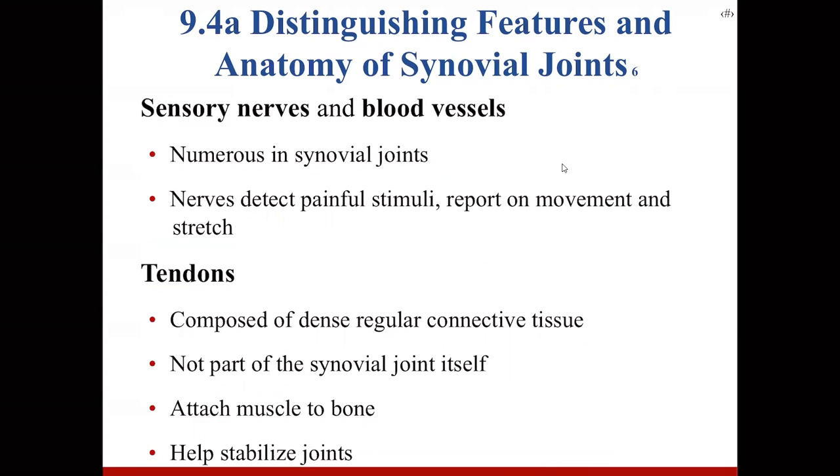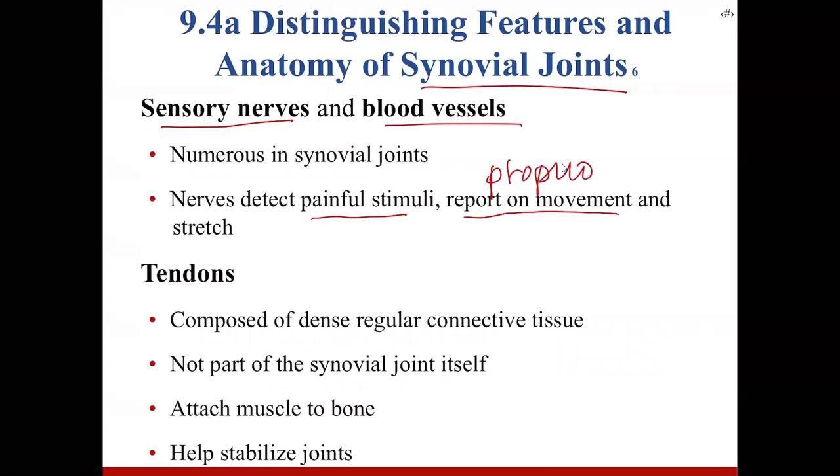Okay, so synovial joints have sensory nerves and they have blood vessels. So you can detect pain there. They also have receptors like proprioceptors, right? And baroreceptors. So you can detect where you are in space, whether things are stretching, movement.